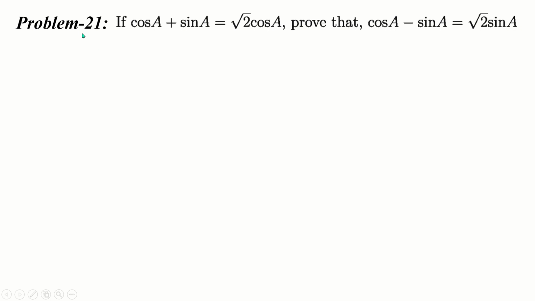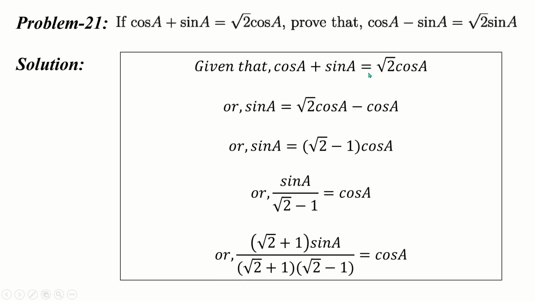Problem 21, exercise 9.1 in your book. Here given cos a plus sin a equals square root 2 into cos a. Prove that cos a minus sin a equals square root 2 into sin a. Now given the condition cos a plus sin a equals square root 2 cos a. Now convert this: the left side will be sin a and the right side is square root 2 into cos a minus cos a. Here cos a is common, so here will be square root 2 minus 1.